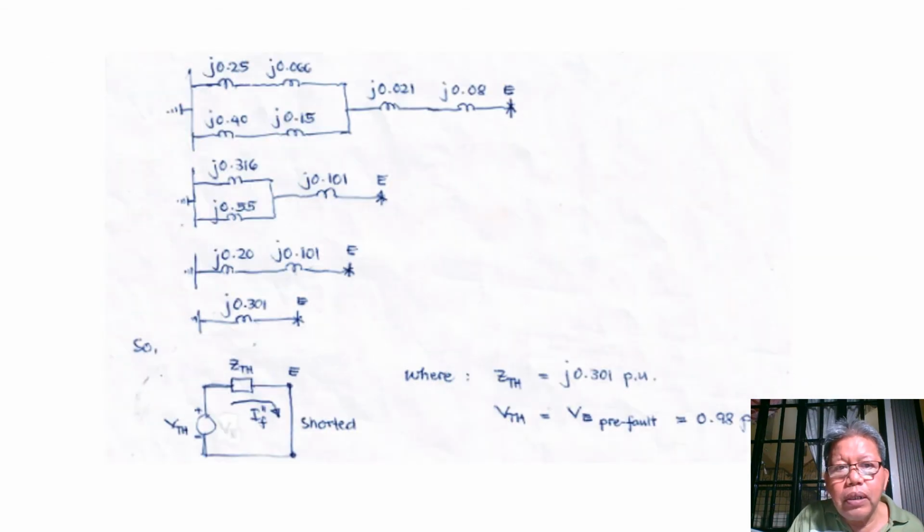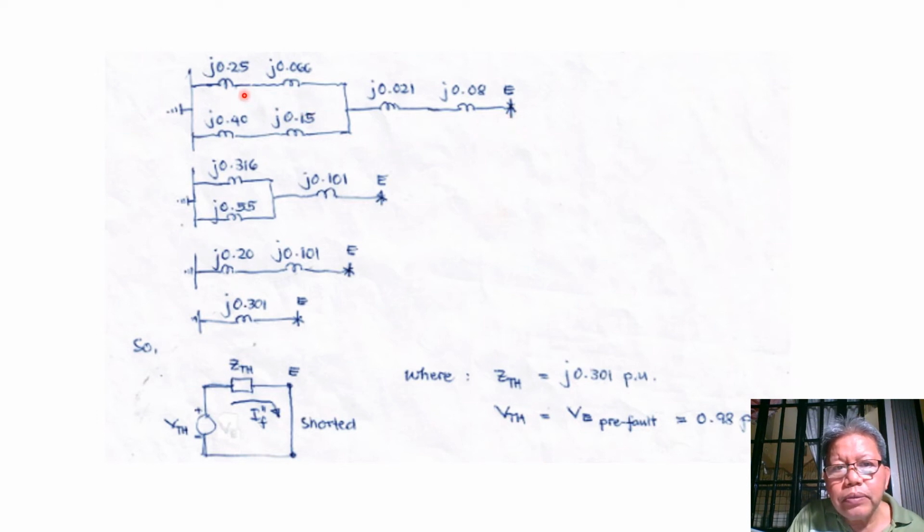So our network is reduced to this value, with the voltage sources shorted. We have the two impedances along generator 1, the reactances along generator 2, and the reactances along the line and transformer 3, between bus E, where we have the faulted point.